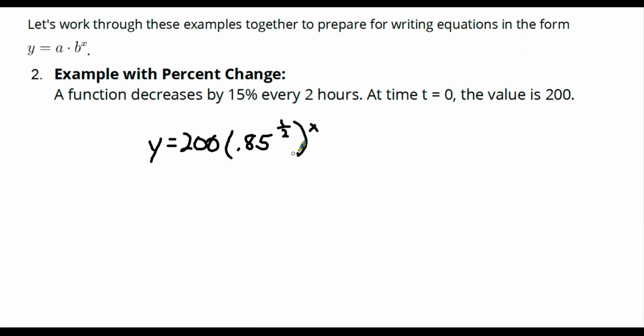Now, we could put this in the calculator, 0.85 to the 1/2 power, but we're going to get an ugly decimal if we do that. So if we try to put this in the calculator and it does not work out nicely, we can just leave it as 0.85 to the 1/2 power. Okay, so that's probably our best bet if this doesn't work out nicely.